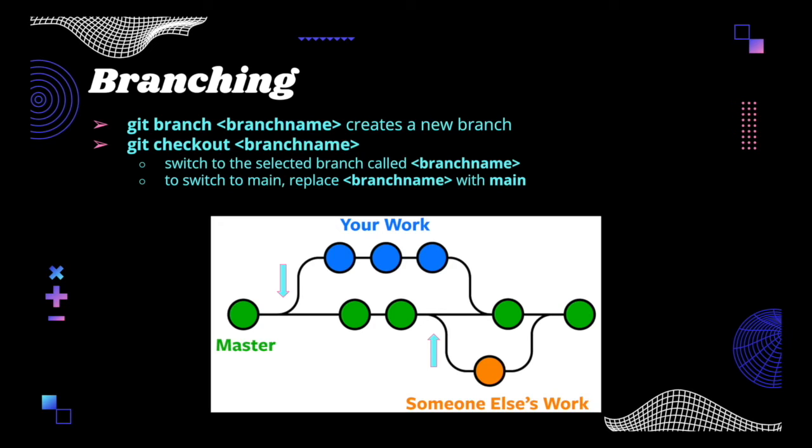Then use git checkout with the branch name to switch to that branch. To switch to the main branch, the name is main. So if you want to switch to the main branch, use git checkout main.